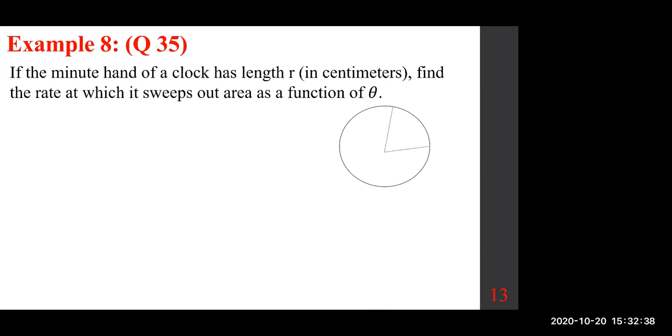So this is a circle. This is the central angle theta. This is the radius r. Okay. So first, I want you to know that we have the arc length s equals r theta, and then we have the area that we are interested in.